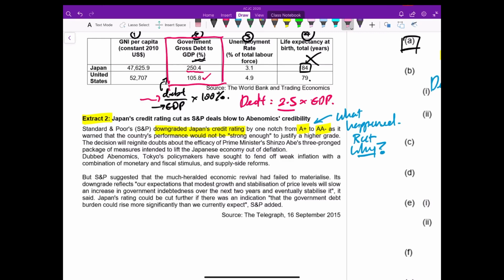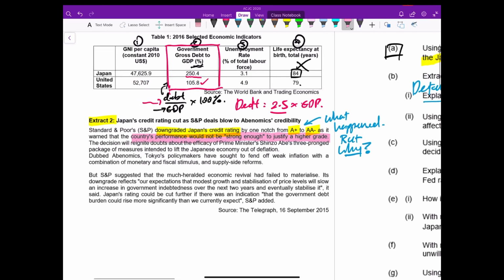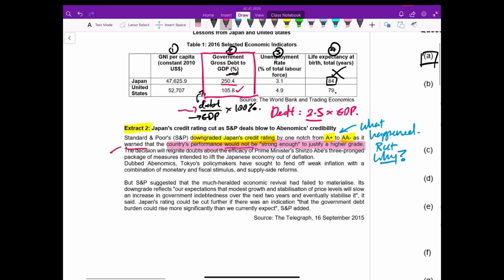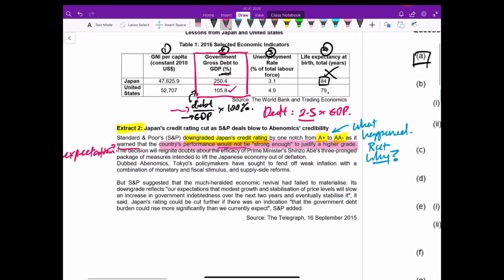Why is it? Because it warned that the country's performance would not be strong enough to justify a high grade. So credit rating somehow reflects a country's performance, or rather an expectation of a country's performance, right? Warned that the country would not be able. So this is some sort of an expectation. Okay, so because of this, they bump your credit rating down.